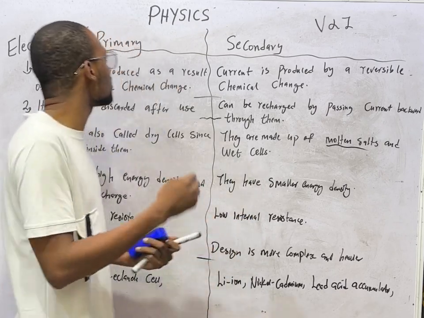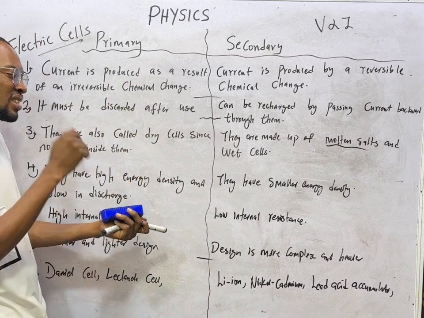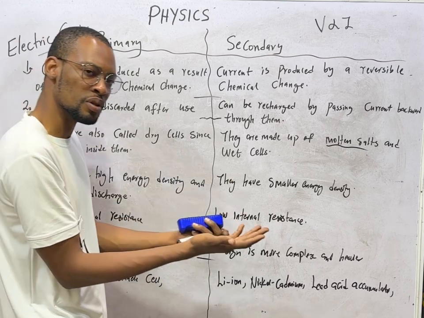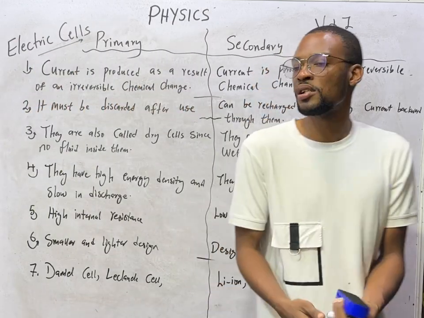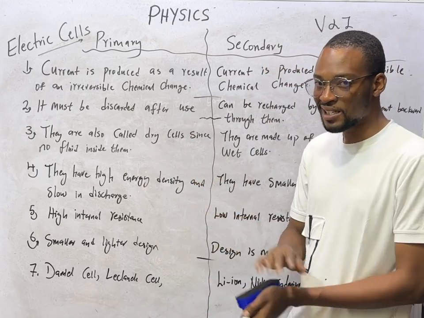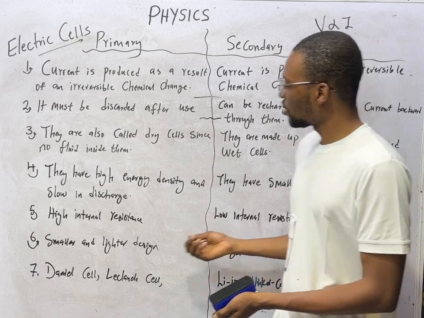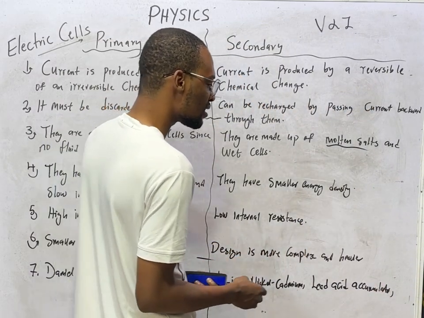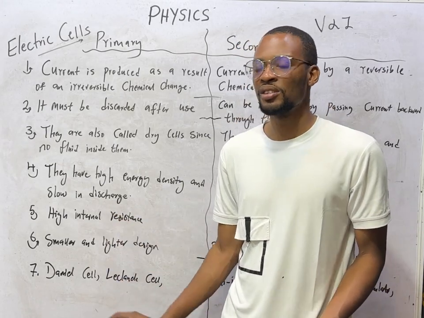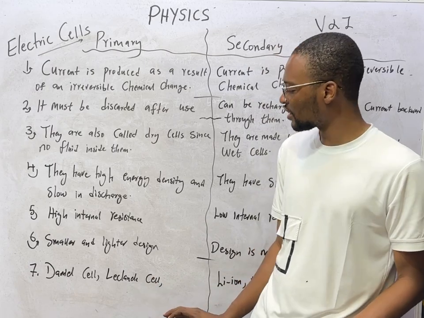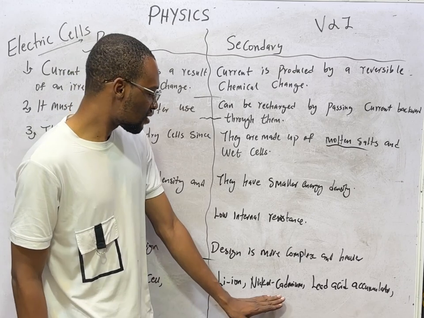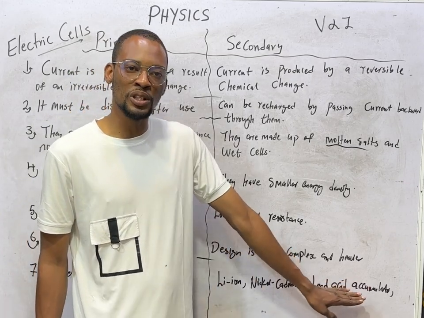So the internal resistance in primary cells is more, as such, less current. But for secondary cells, there is lower internal resistance, so more current flows. The lesser the speed bump, the more you can actually move on the road. Now, primary cells are smaller and lighter in design, of course, since they are batteries, while secondary cells are more complex and heavier. Examples of primary cells are Daniell cell and Leclanché cell, while for secondary cells, lithium ion, nickel cadmium, lead acid accumulator.